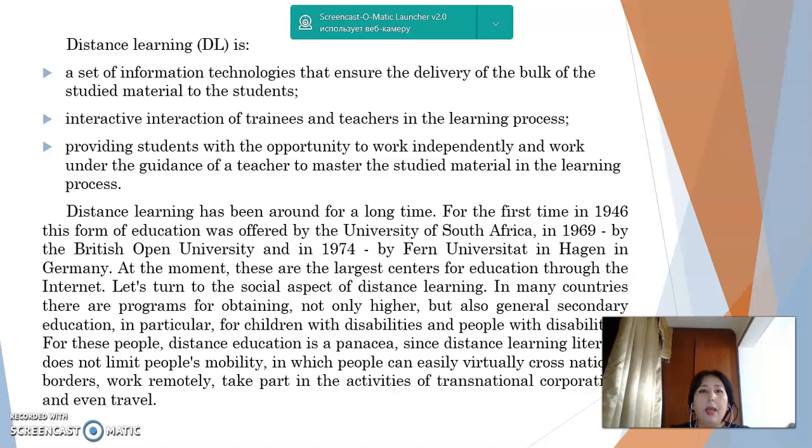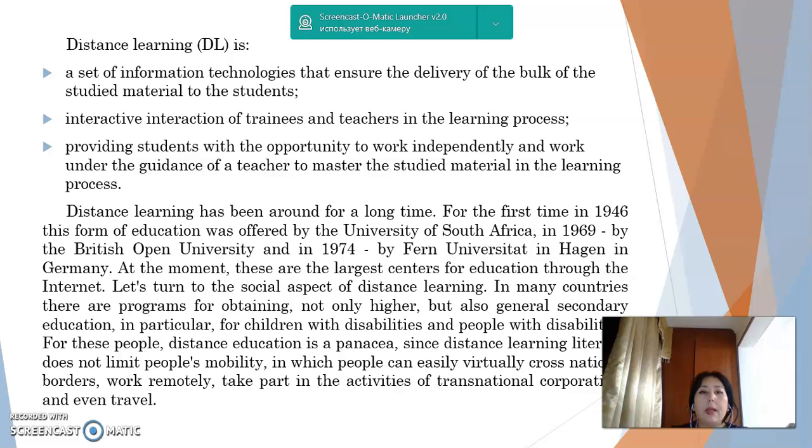Distance learning has been around for a long time. For the first time in 1946, this form of education was offered by the University of South Africa, in 1969 by the British Open University, and in 1974 by Fernuniversität in Hagen in Germany. At the moment, these are the largest centers for education through the Internet.